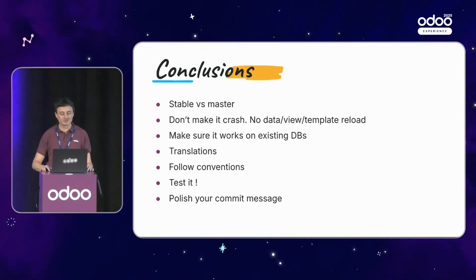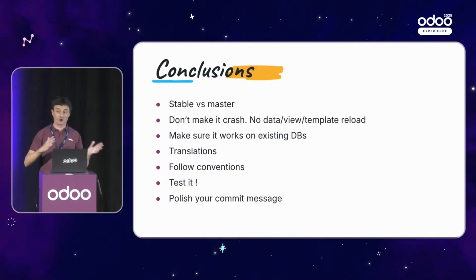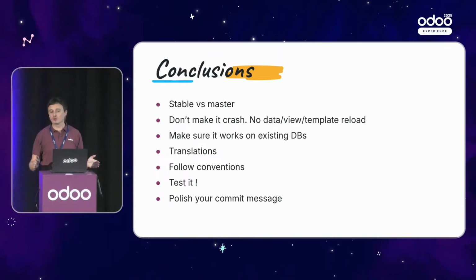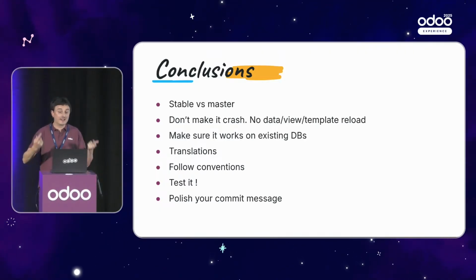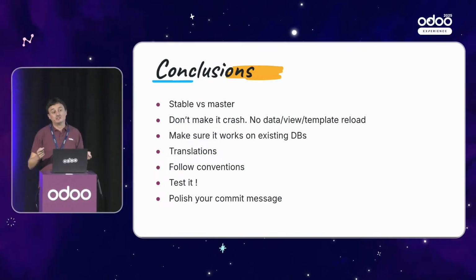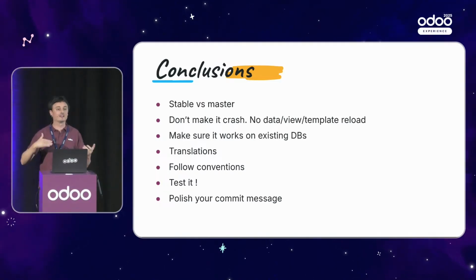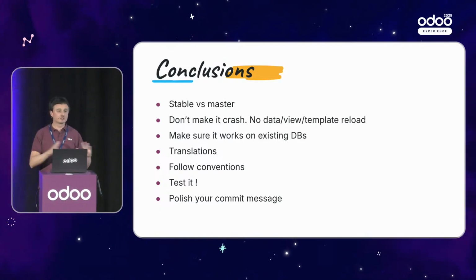In conclusion, I would say you need to differentiate if you work in stable or master. Don't make it crash. We cannot have any regression, so make sure that it works. And when you apply your patch, just restart Odoo without the -u option. If you need -u to make it work, it's for master, it's not for stable.